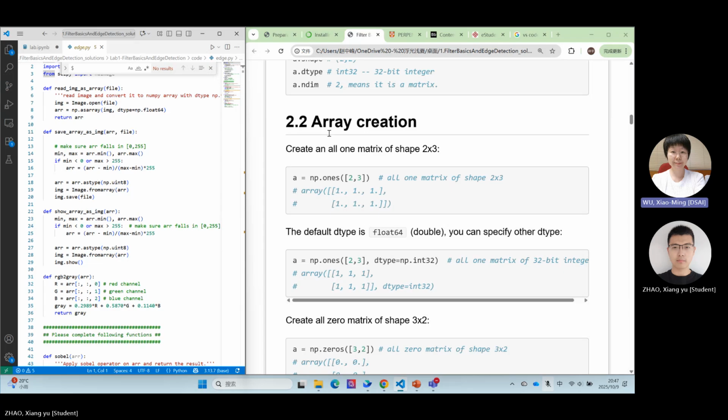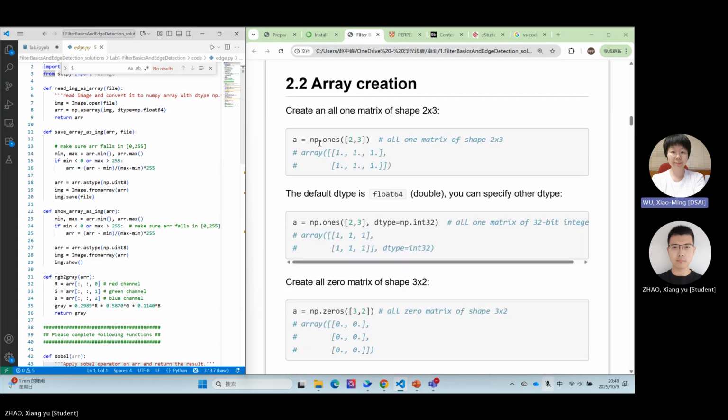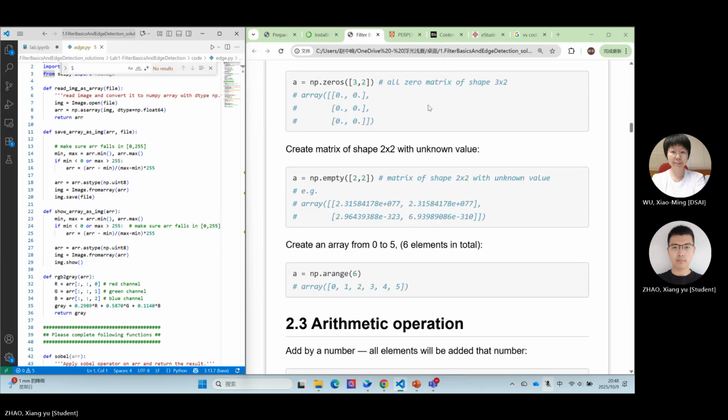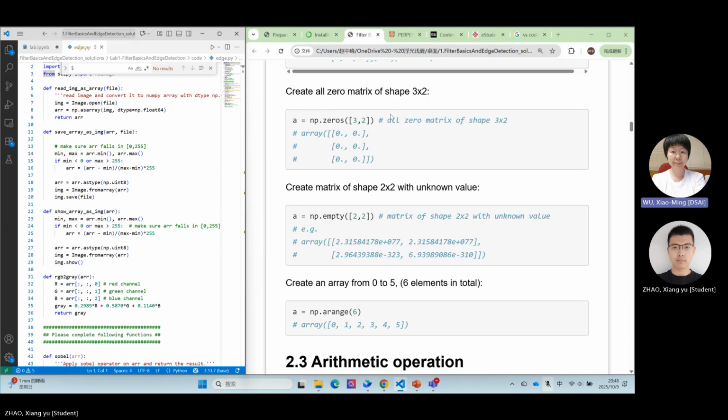After you have learned some array attributes, you can create your own array. This is an example to create an all-ones matrix of shape 2 by 3, just using NumPy ones. After this, you get a 6-ones array. The default data type is float, the double float. Also, you can create all the row matrices and so on.